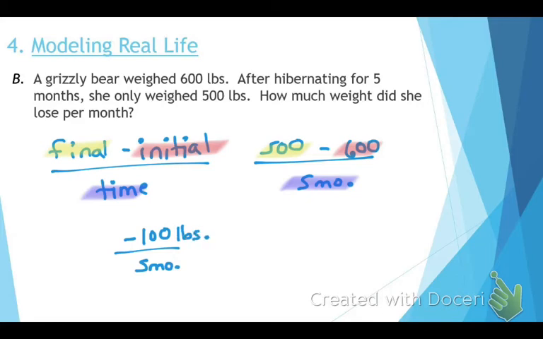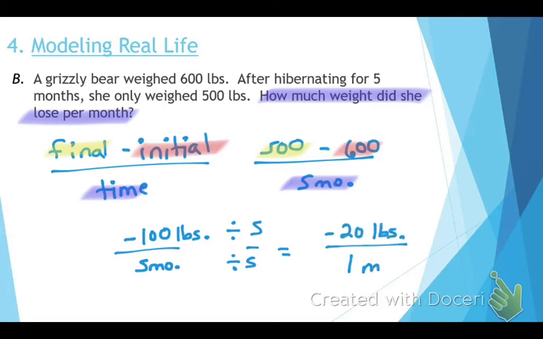So it tells me that she lost 100 pounds in 5 months. But if I go back to my final question, how much weight did she lose per month? So I don't want to know 5 months. I want to know 1 month. How do I do that? Divide by 5 on top and bottom to see what you get. What'd you get, guys?